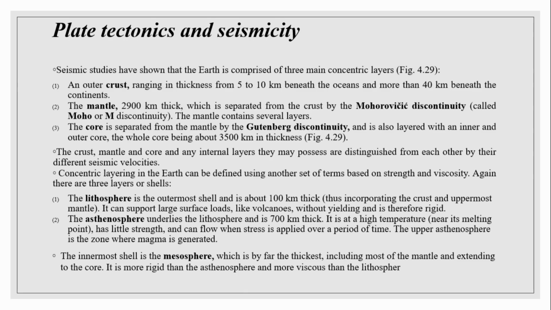4.5 Plate tectonics and seismicity. Seismic studies have shown that the Earth is comprised of three main concentric layers: an outer crust ranging in thickness from 5 to 10 kilometers beneath the ocean and more than 40 kilometers beneath the continents. The mantle, 2,900 kilometers thick, is separated from the crust. The core is separated from the mantle and is also layered, with an inner and outer core, being about 3,500 kilometers in thickness.